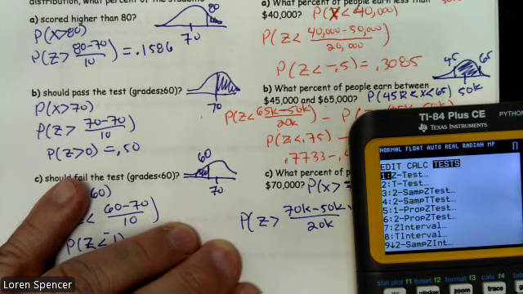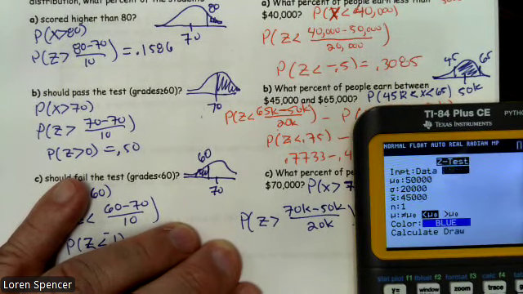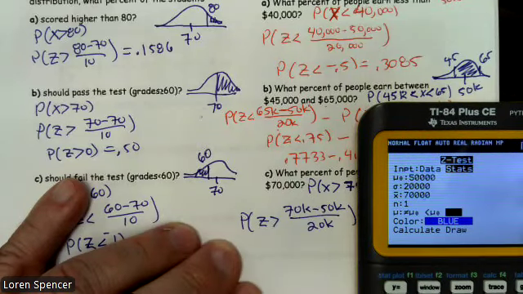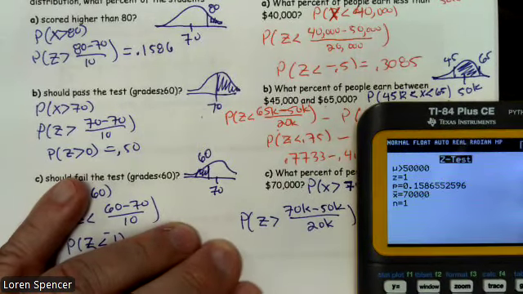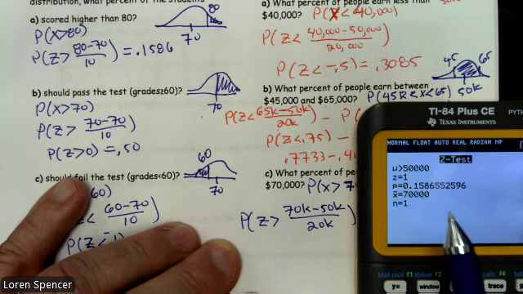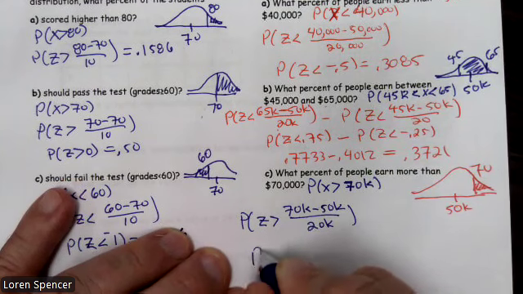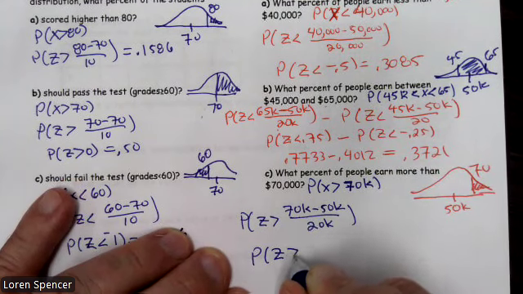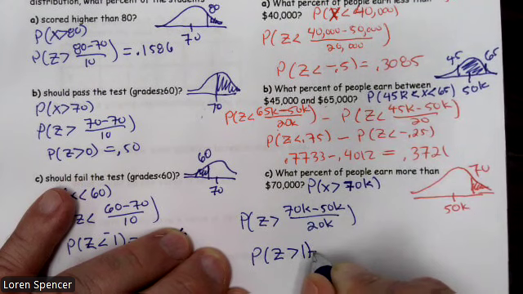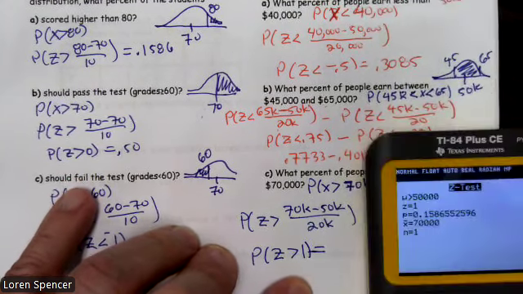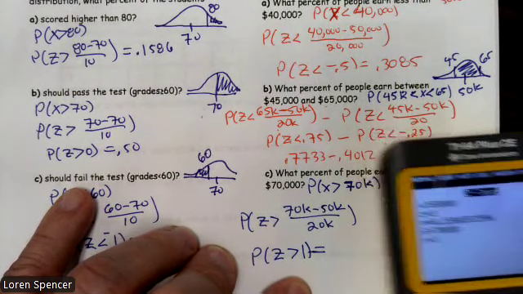Stat test, Z test. Changing this to 70,000. Now be careful here. We need a greater than. So the probability Z is greater than 1 equals 0.1586.